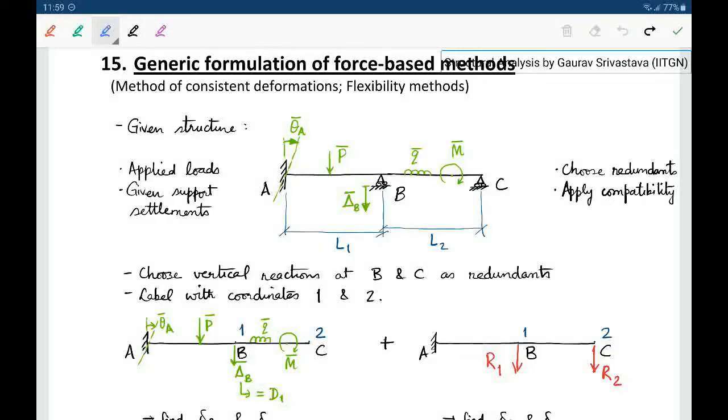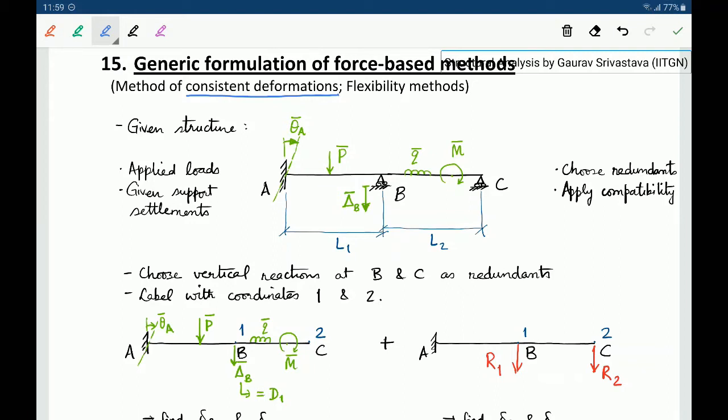Up to now, we have discussed several methods of structural analysis, and all of them essentially work through the method of consistent deformations. If the structure is statically determinate, it can be solved directly, for example, using the moment area theorems or conjugate beam method, etc. And if the structure is statically indeterminate, then effectively an idea of consistent deformations is used.